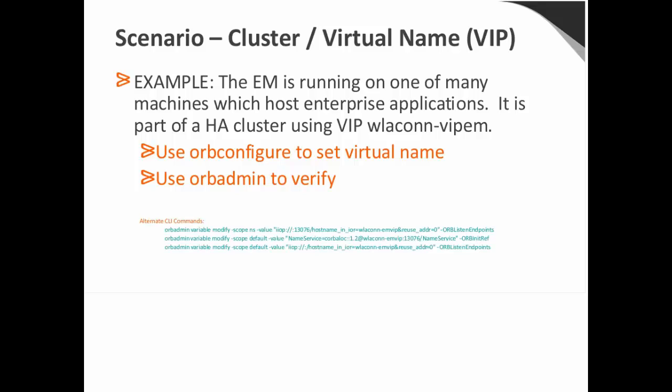And what we're going to do is use the orb configure utility to set this virtual name, and we're going to use the orb admin utility to verify that we've set it correctly. I've placed some commands at the bottom of the slide, which are the equivalent of the orb configure utility. Generally, we would suggest using the graphical interface as it's less error-prone, but those commands will do the equivalent.